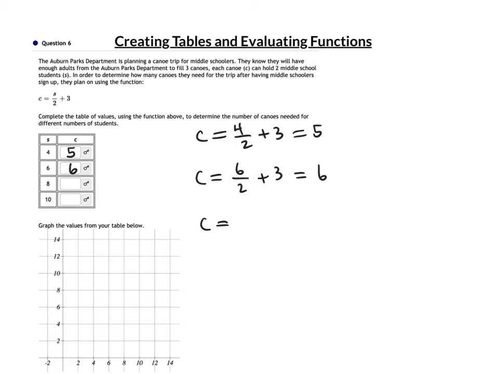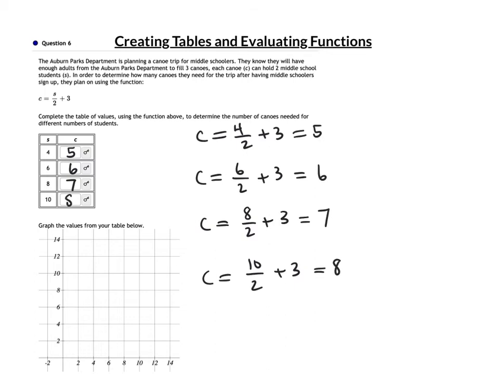What if S is 8? Then C will equal 8 divided by 2 plus 3. 8 divided by 2 is 4. 4 plus 3 is 7. So C would be 7. What if S is 10? Then it's 10 divided by 2 plus 3. 10 divided by 2 is 5. 5 plus 3 is 8.